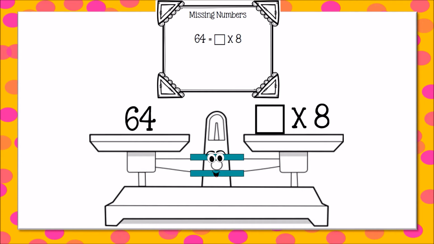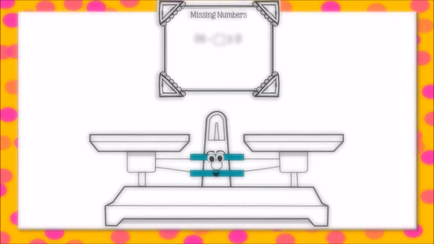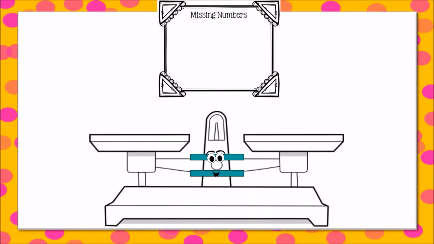What could we multiply by 8 to get 64 so both sides are balanced? Well, we can multiply 8. 8 times 8 is equal to 64. Now for the tricky part, the division.